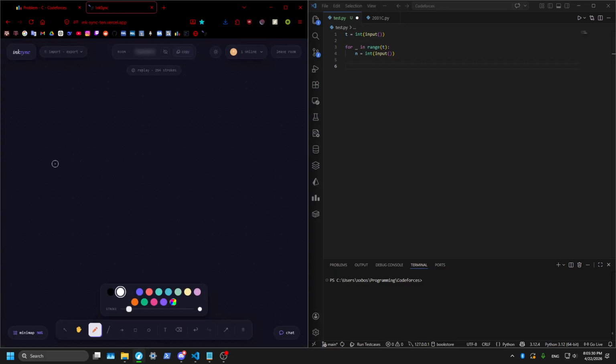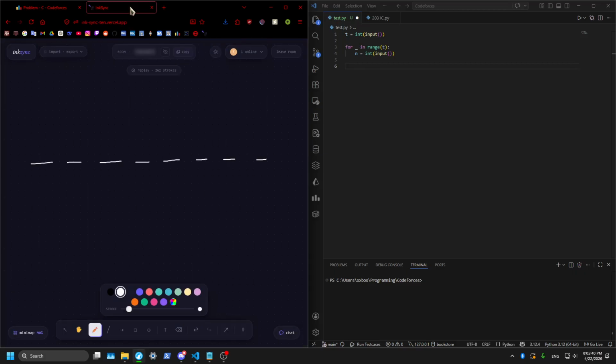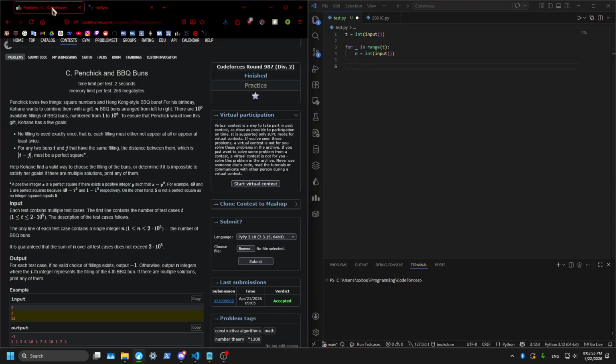Basically, what these two conditions are saying is, given an arbitrary length, we must use a filling at least twice. So we can use them like this, or we can use them like this, or however. We cannot have a filling just on its own. And then the second condition is, where can we put those fillings? The distance between them must be a perfect square.